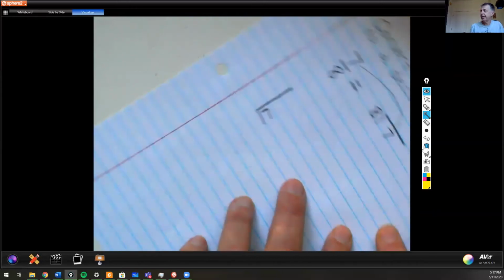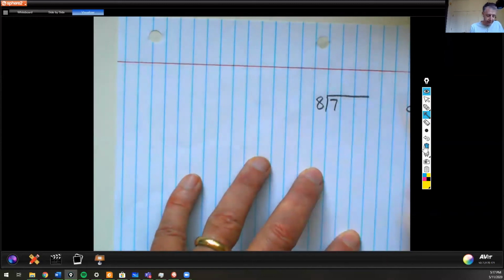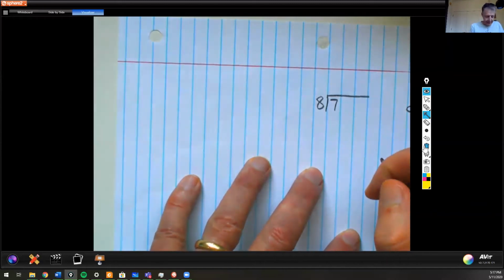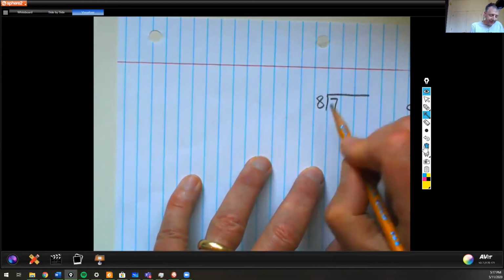So I'm going to go ahead and do that right now. I'll put my 8 on the outside as my divisor. Now I'm ready to divide. What I'll do first is I'll take a look at 7. Well, 8 times 1 is 8, so that's too big.